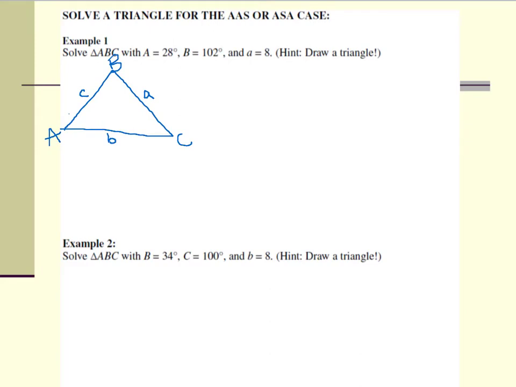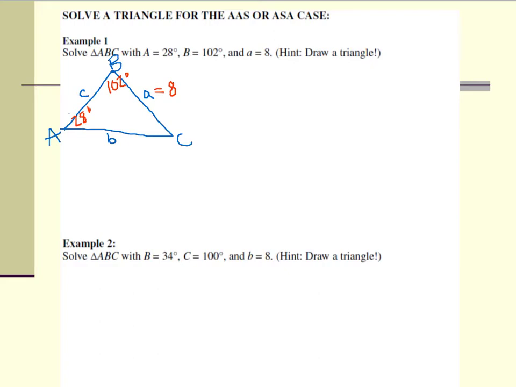So I've labeled everything. Now I'm going to put my given information on there. It says A equals 28 degrees, so that's angle A. B equals 102 degrees. And side a equals 8. So we can easily find angle C. It's pretty easy to find angle C, so let's do that one first.